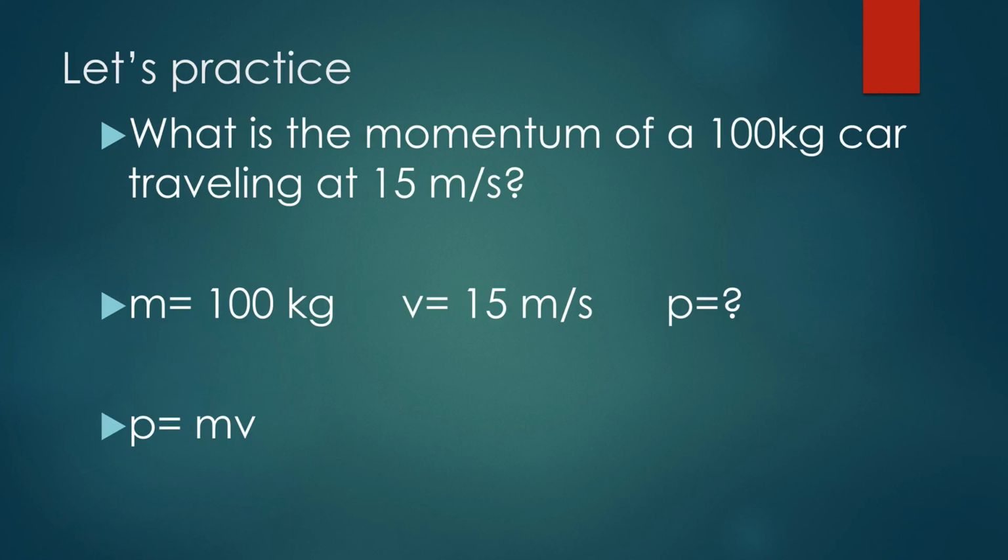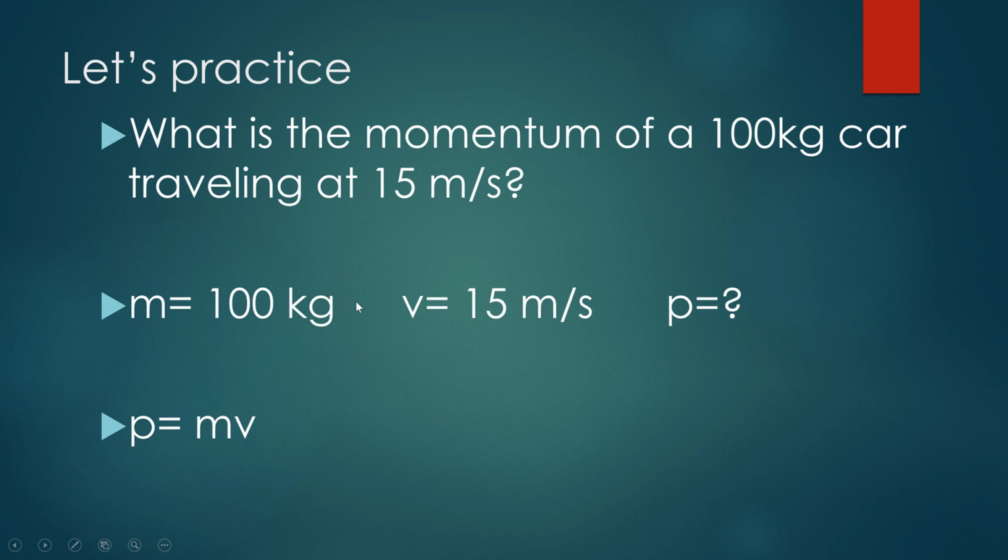So we're going to practice. The question is, what is the momentum of a 100-kilogram car traveling at 15 meters per second? So we need two things. We need our mass and we need our velocity. So let's see if we have those things. Here we know that kg is mass, so we have our mass, it's 100. And we know meters per second is velocity, so we have our velocity. We have m and we have v. We need to find p, the momentum.